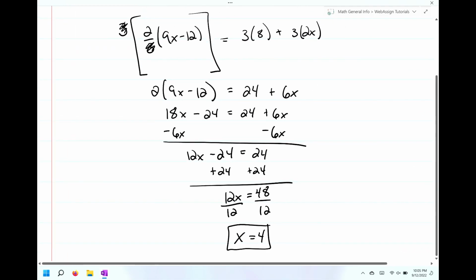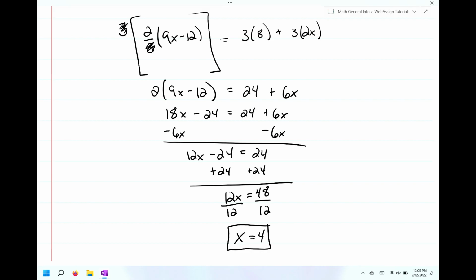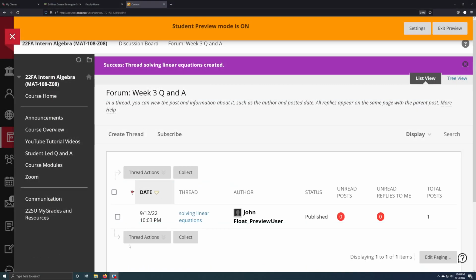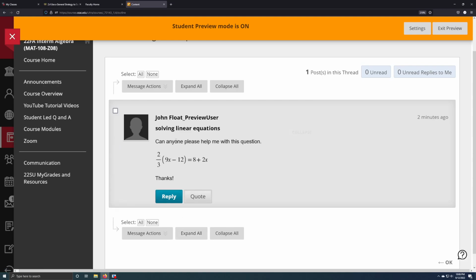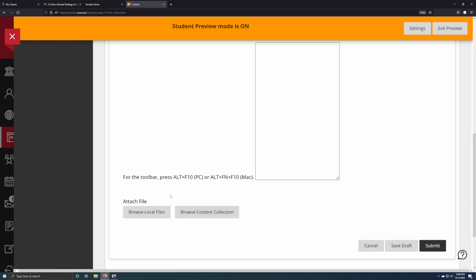So let's say you saw this problem in the thread and you're like, oh, I know how to solve it. I can help this person out. What you would do is you would come into here, and you would see, oh, here's the thread, and it's solving linear equations. So you would click on it. As you can see, it says, can anyone please help me? There's the question, thanks. And then you would just click on reply, and say I can help you. I'm going to reply to you.